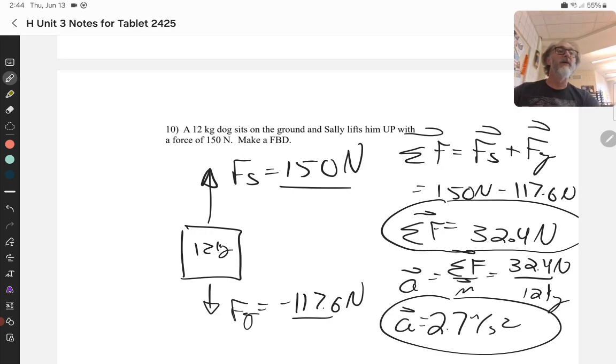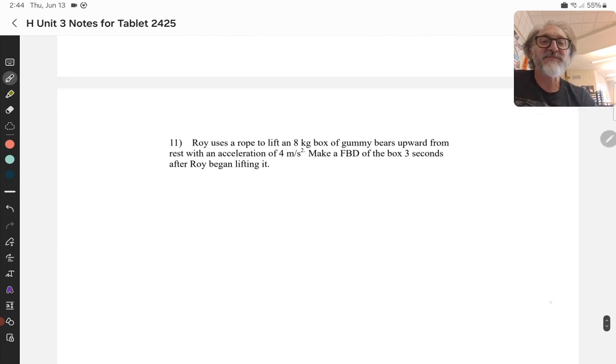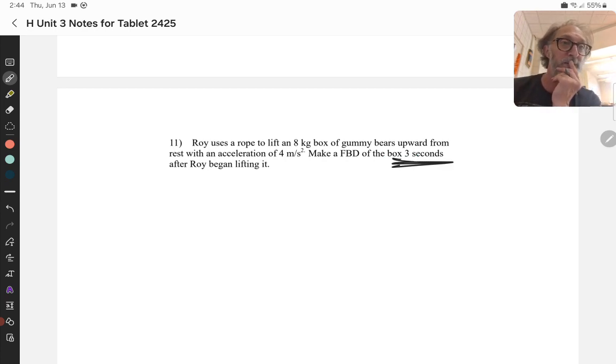All right, so now it says Roy uses a rope, so now we're back to tension because it's a rope force, to lift an 8-kilogram box of gummy worms upward from rest with an acceleration of 4 meters per second squared. Make a free body diagram of the box 3 seconds after you began lifting it. So it's describing an instant in time now. All right, so here we go.